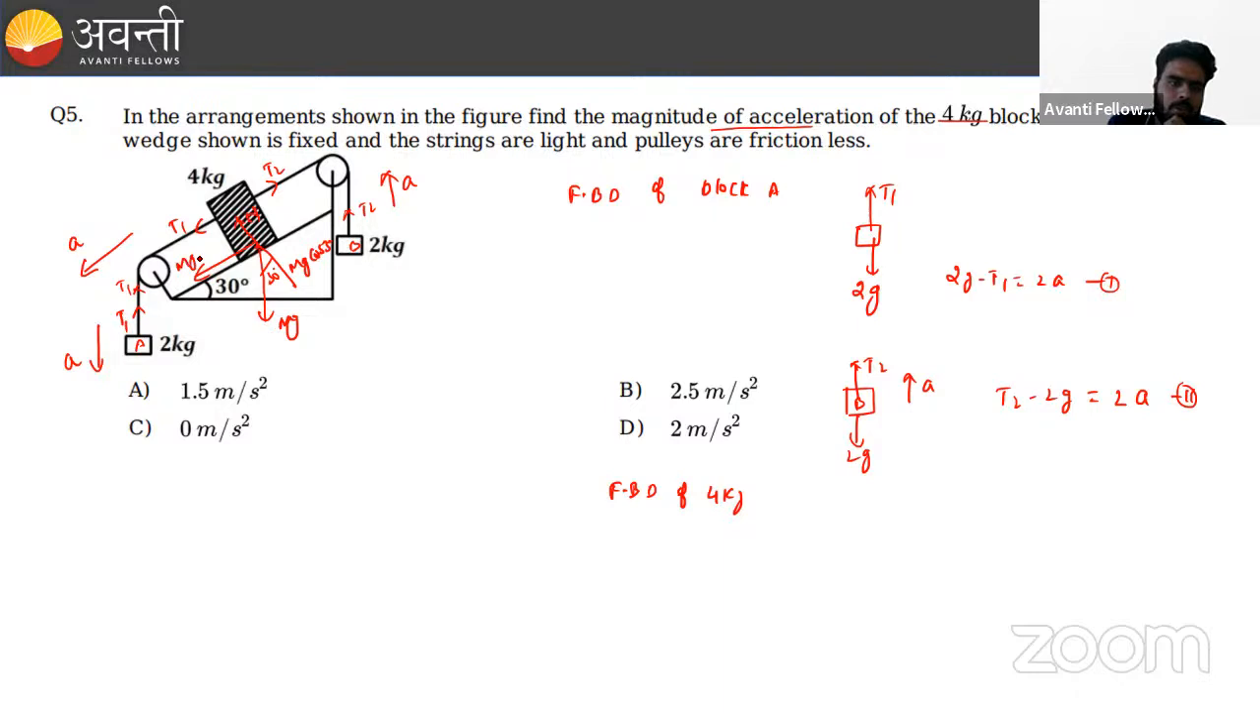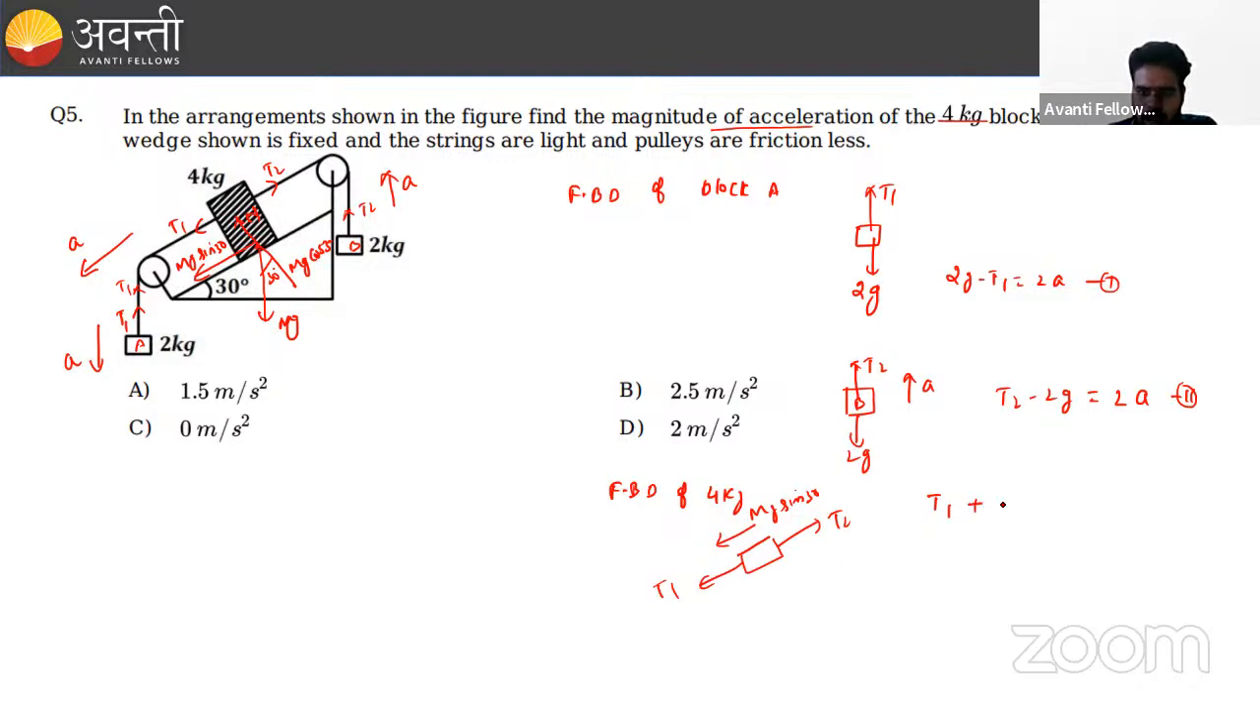So this force will become mg sin 30. If we want to write down the equation for the 4 kg block, we can say that T1 is acting along the incline, T2 up the incline, and the force is nothing but mg sin 30, also acting along the incline. So in this manner, we can say T1 and that value of m, that is the 4 kg.